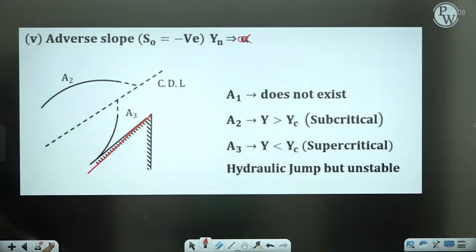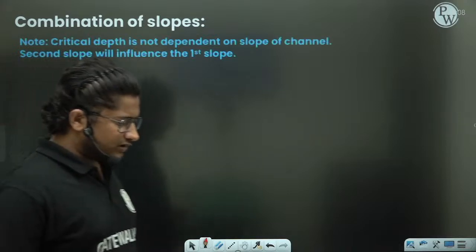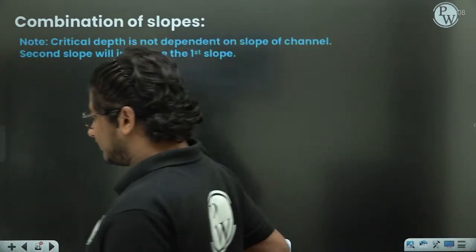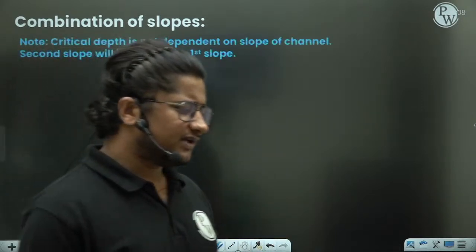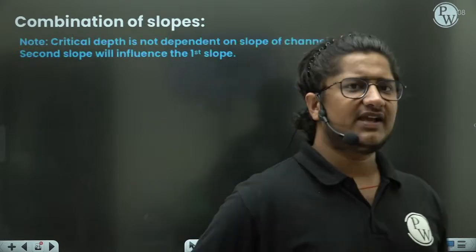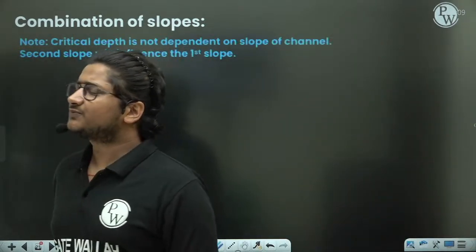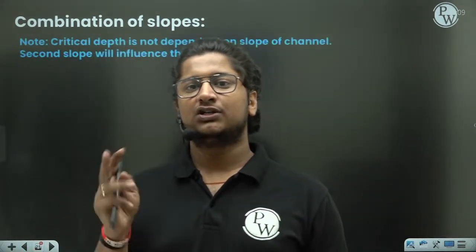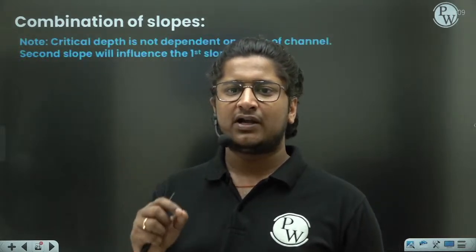Okay. So if you have noted down all the slopes, now we can go for the combination of slopes. Now understand, for combination of slopes, you need to understand a few things. Only 2 points are needed for you to remember. If you want to make a particular water surface profile for any slope, the first point is that your critical depth will not be dependent upon the slope part. Critical depth is not at all dependent on the slope part.